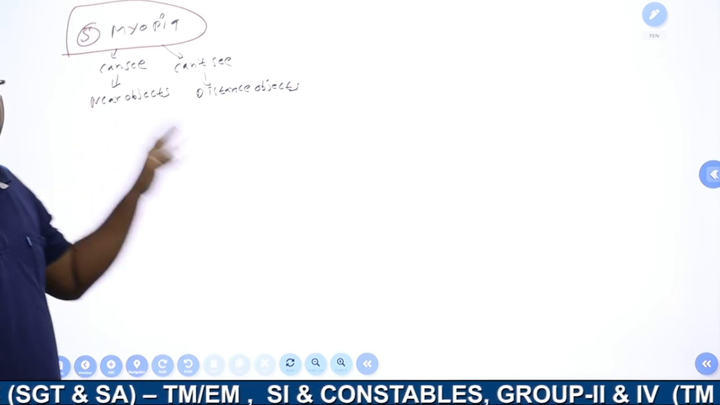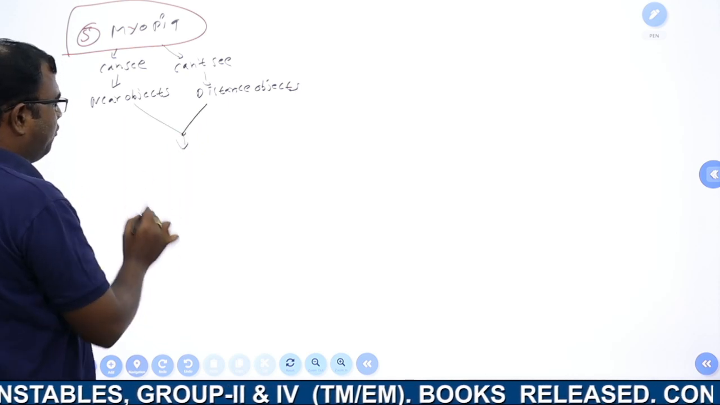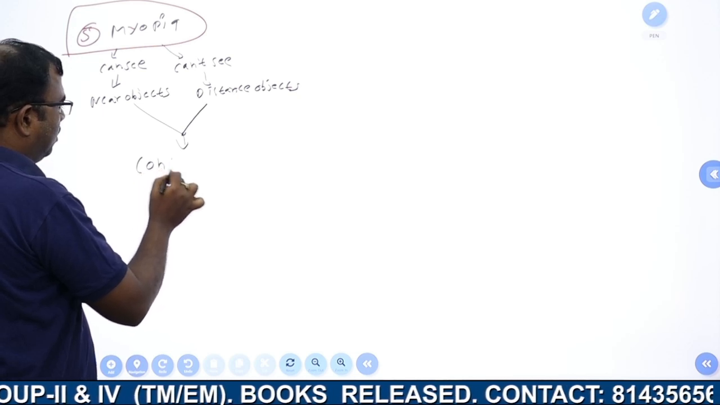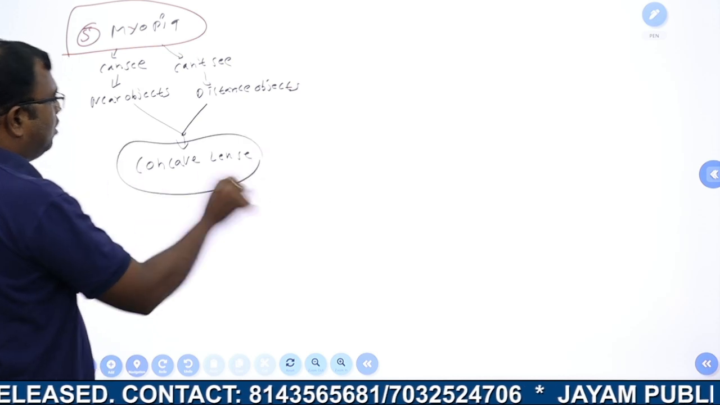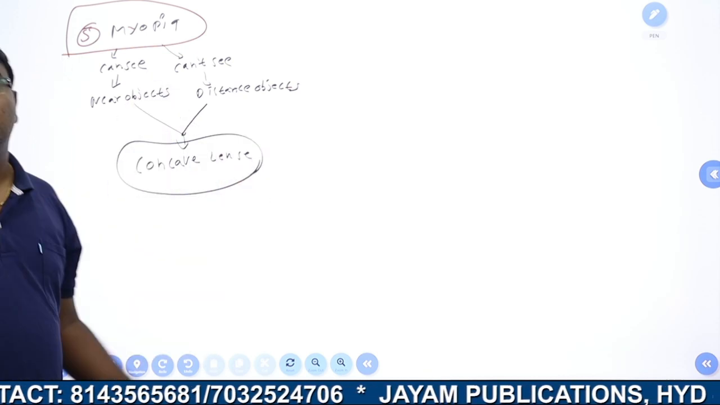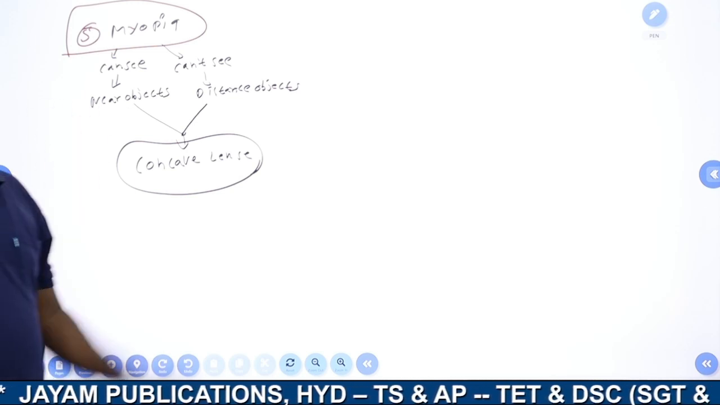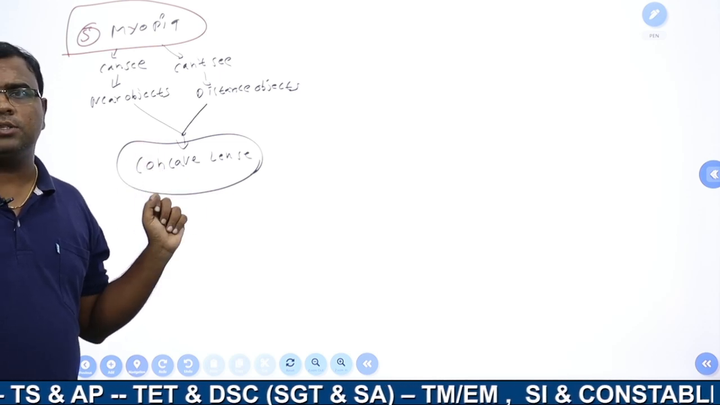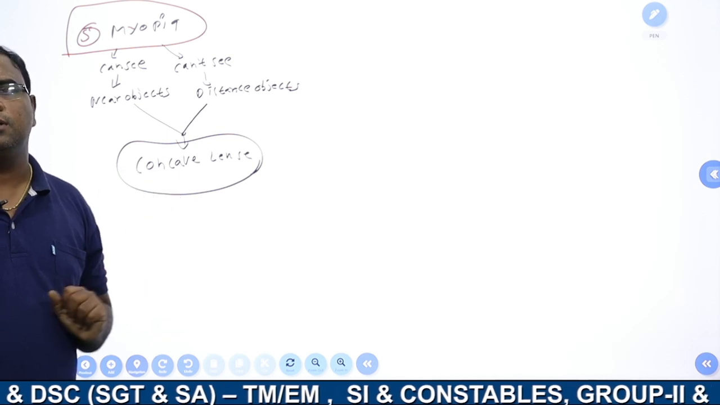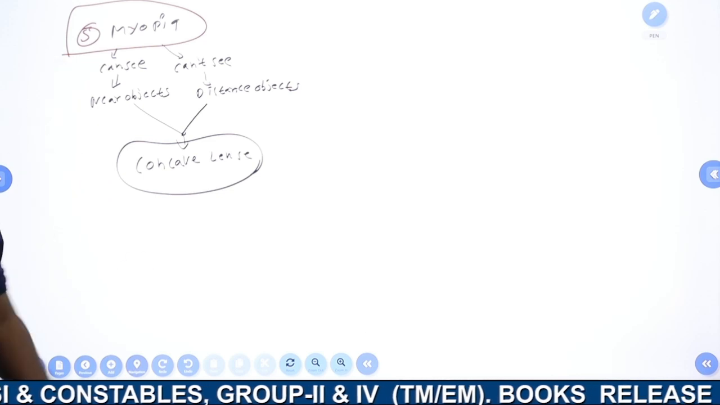Which lens are used for myopia people? Concave lens are used for myopia people. Once again, I am explaining about the myopia disease. The myopia persons can see near objects, cannot see distant objects. The concave lens are used for myopia persons.